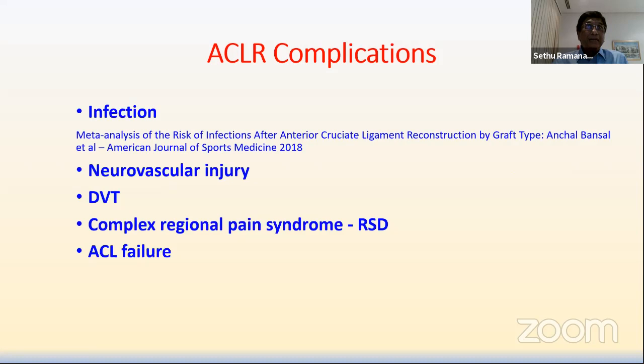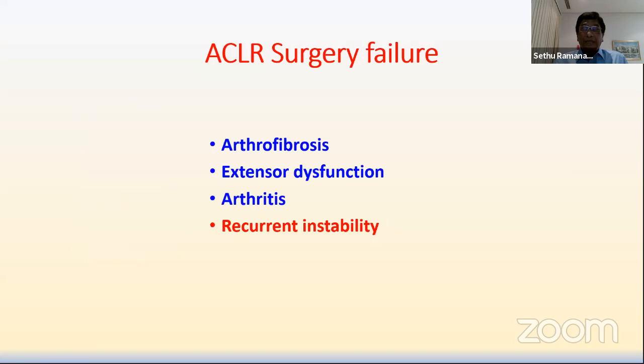And then the others, which are not so prevalent, but I think ACL failure is something which all of us dread. And failure can present in different ways. It could be arthrofibrosis. There could be many reasons for this. Some people would say timing, but in my practice, I don't find that. I think it has sometimes to do with the non-compliance of the patient in following the post-op regime, or not doing proper rehab. Extensor dysfunction, of course, again, it's supposed to be more common with the BTB graft.